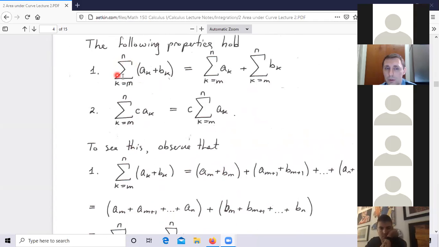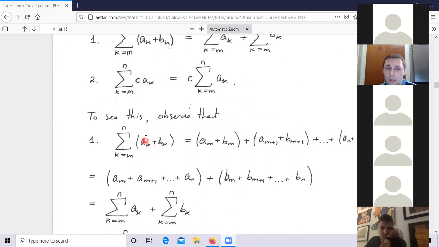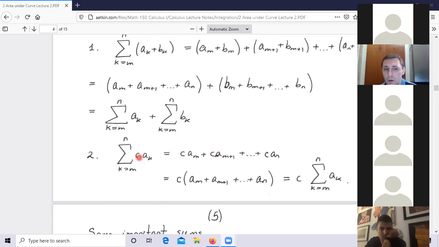This sigma notation is just a sum, nothing special about it. So when I put it in this form, it's just a_m plus b_m, a_(m+1) plus b_(m+1). And then I can just regroup and add the a's first and the b's second, and then I have this summation. Similarly, I can factor out the constant. Constant times a_k means I have c a_m plus c a_(m+1) and onwards. And I can factor out the c, and I have this summation.